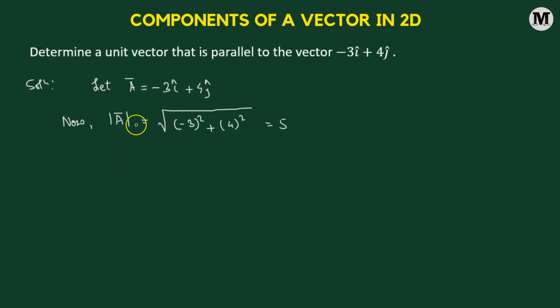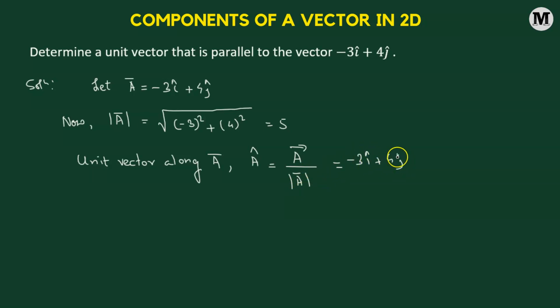Now, what is the unit vector along A? We need to find the unit vector along vector A. That's defined as A cap. So this is the unit vector along vector A. Take the vector A and divide it by its magnitude. So the vector A is negative 3 i cap plus 4 j cap. We're going to divide it by 5, which means that A cap comes out to be negative 3 over 5 i cap added to 4 over 5 j cap.